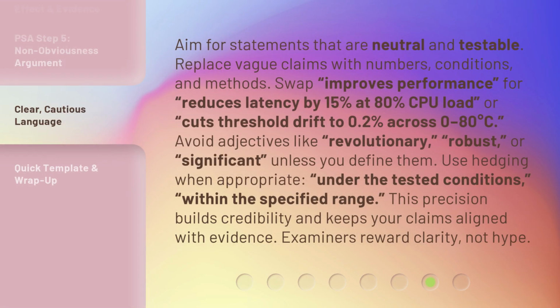Aim for statements that are neutral and testable. Replace vague claims with numbers, conditions, and methods. Swap improves performance for reduces latency by 15% at 80% CPU load, or cuts threshold drift to 0.2% across 0 to 80 degrees Celsius. Avoid adjectives like revolutionary, robust, or significant unless you define them.